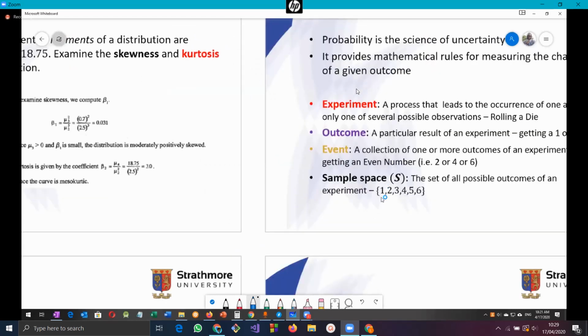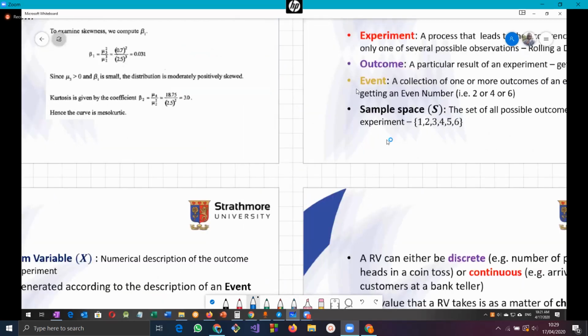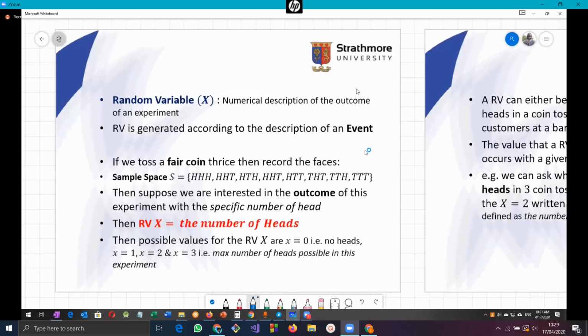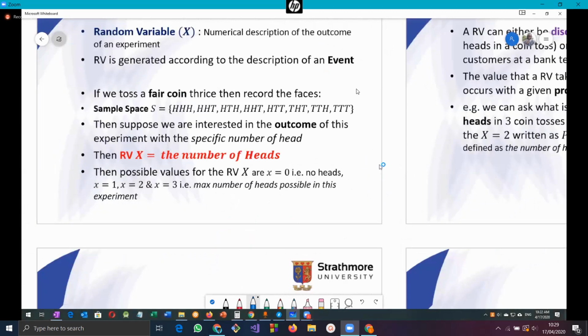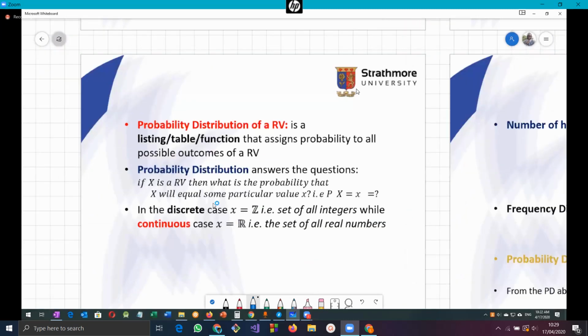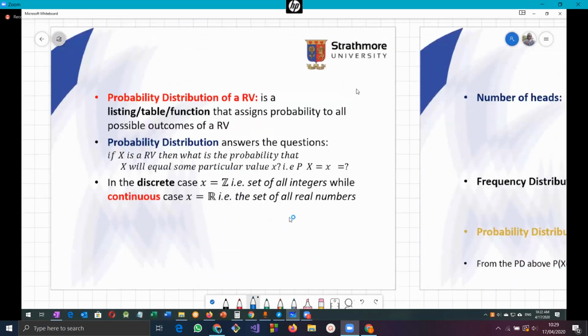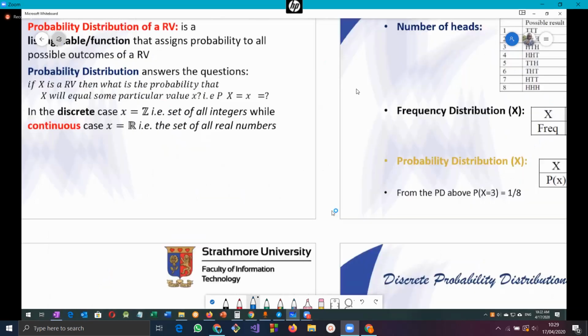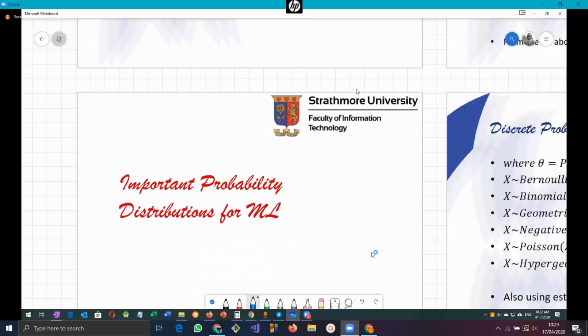We'll talk about random variables. We'll give examples and try to explain probability distributions in the easiest terms. I will remind you and give good examples. So apart from frequency distribution in statistics, we have probability distribution. These are going to form the heart of machine learning. I will talk about some important distributions that we are going to use.